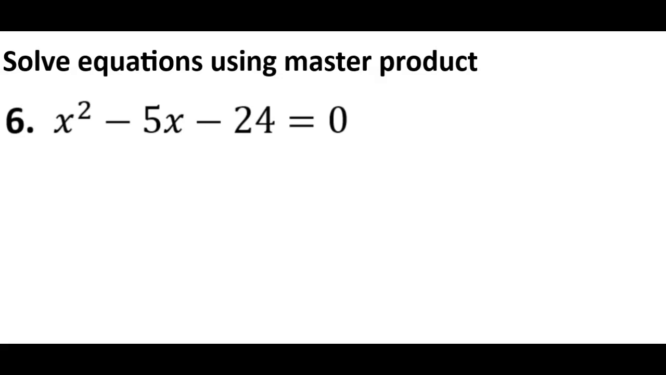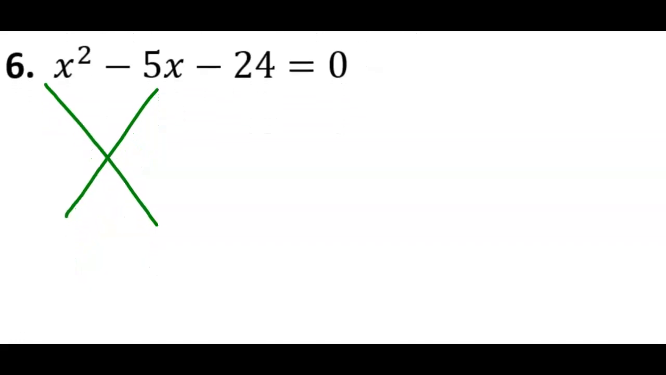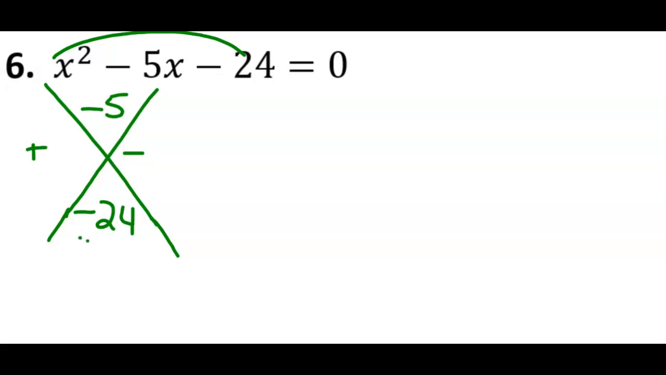Okay. What would my diamond be? What goes down here on my diamond? A times C. Negative 24, right? What goes up here? Negative 5. Are my signs going to be same or different? Different. Why? Because this down here is negative. Those are going to be different. Okay?